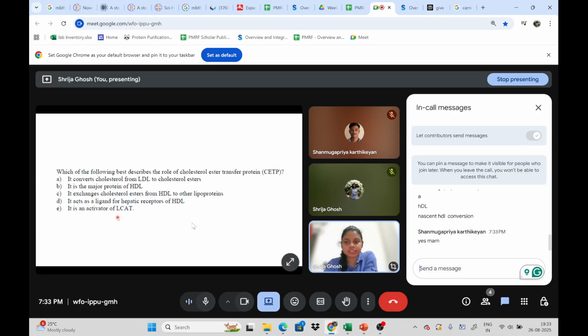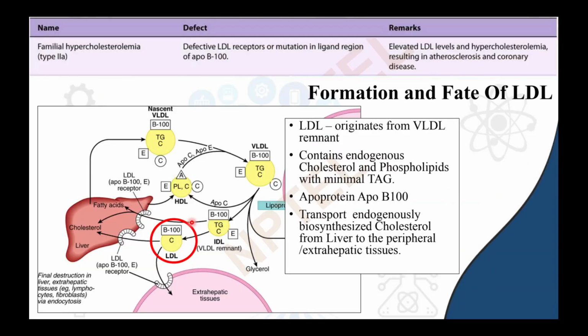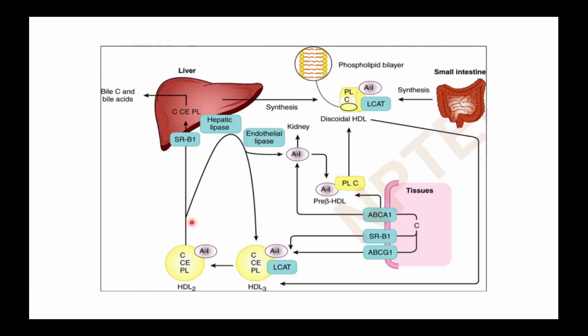Okay, I'll explain. I'll open the HDL metabolism first. Here, this is the pre-beta HDL, and this pre-beta HDL gets converted into the discoidal form of HDL, and later it matures to HDL. So this discoidal form of HDL is the nascent HDL. Now, in this HDL we have cholesterol, and there's an enzyme called LCAT that is converting this cholesterol into cholesterol ester.